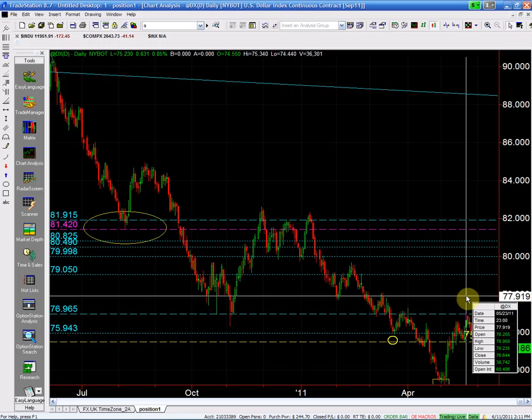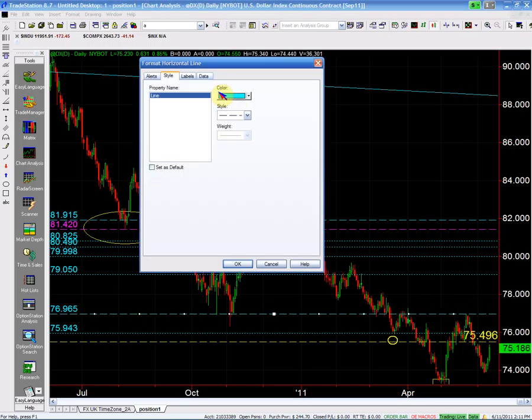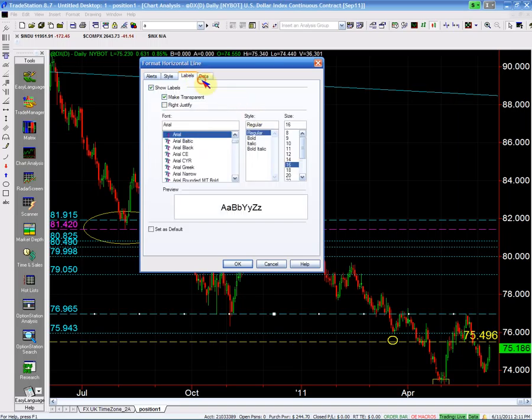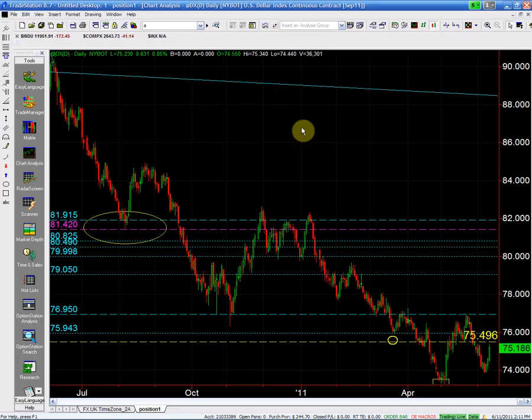Any trade above the 76.95 will be considered a trend change. That means the dollar would have now turned, and we're having the beginning of a bull market, if you will, or a major trend. At least it will take us back to the 81 level at a minimum, but you're looking at an explosive move anywhere above the 79.